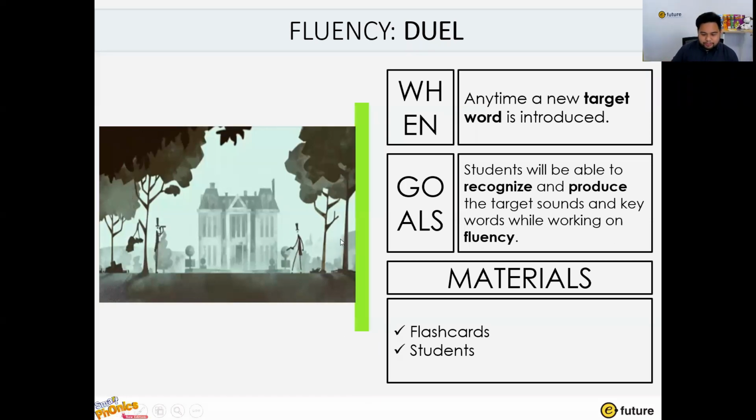I really enjoy this GIF. They can't seem to duel with each other.